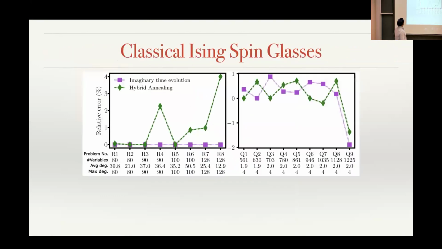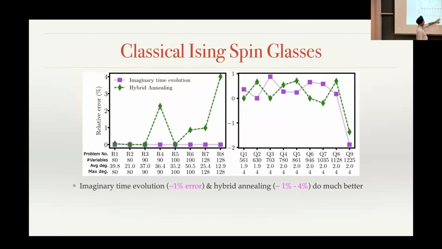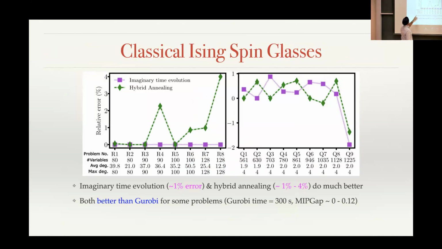Okay, and this is what we find. Both these methods do better than quantum annealing. In fact, pure imaginary evolution gave only up to 1% error, whereas hybrid annealing gave up to 4% error. But interestingly, both these methods were better than Gurobi, which is known to be a very good commercial solver for QUBO problems, for some of these problems. So it did beat Gurobi for some of these problems.